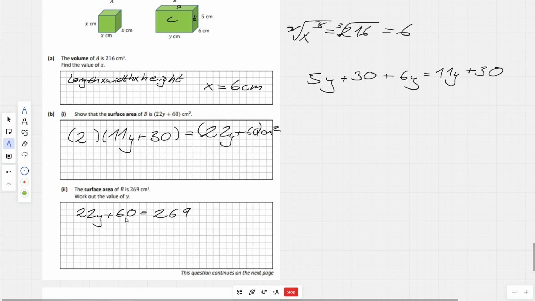What I'm going to do is minus 60 from both sides. So we want to make sure that we just have the letters on one side and all the numbers on the other side. So we're going to get 22y is equal to 209. Now we want to get y by itself. So in order to get what 1y is, we have to divide both sides by 22, which will give us an answer of 9.5 centimeters. And it's centimeters because if we go back here, y was a measurement. So that's why we give it in centimeters. Okay.